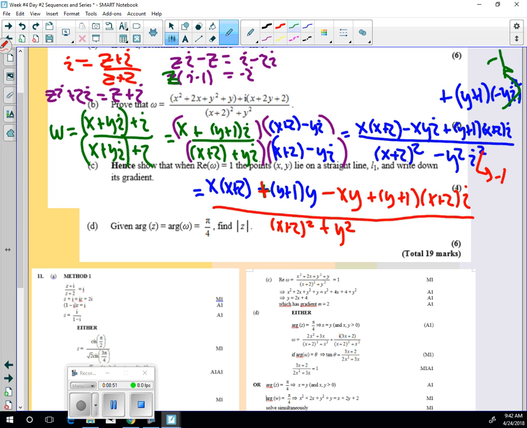I wanted to put those together. Just a second. I'm going to put these together. There we go. All right. So if you multiply these out, you're going to get x squared plus 2x plus y squared plus y. Look familiar?